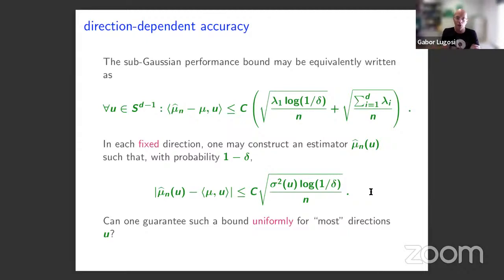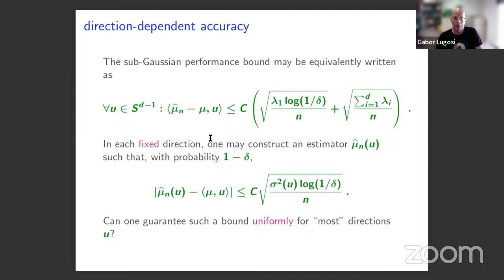Okay, so in the remaining few minutes, I would like to describe our latest paper on this topic, in which we look at a different way of measuring accuracy. So far we looked at either the Euclidean distance or some other fixed distance that depends on a norm that's given in advance. However, if you write down what the sub-Gaussian performance is, then we see that what we showed so far is that there exist estimators that have the property that with probability 1 minus delta, the inner product of the error vector and a direction u is bounded by the sum of these two terms. Okay, so in each direction, the error in that direction is bounded by the sum of these two terms.